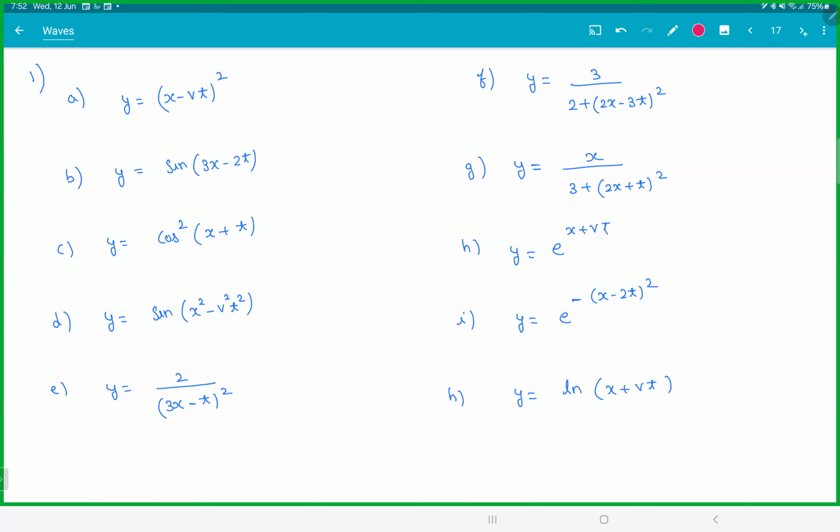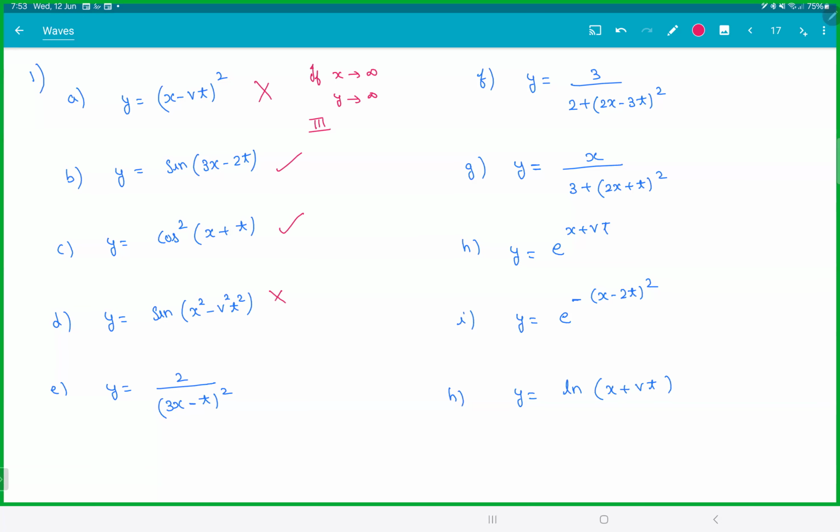Let's see. Let's go in an order. The first one. It's not a wave. Why? It's not a bounded function. If x tends to infinity, y will tend to infinity. I said you can keep any value of x and t and still it should be finite. So this is gone. It doesn't satisfy the third condition. Second is fine. Sine function is bounded. Third is also fine. Cos square is bounded.